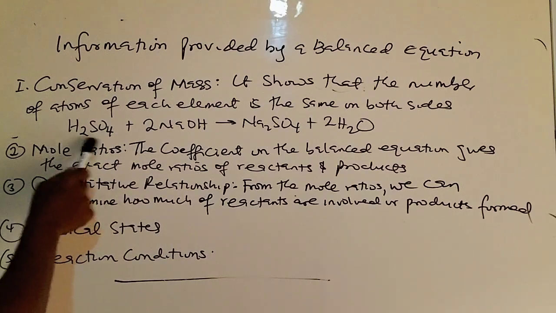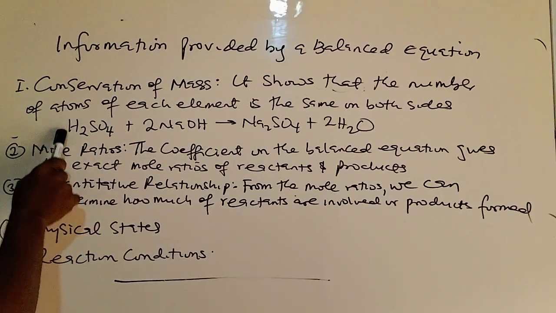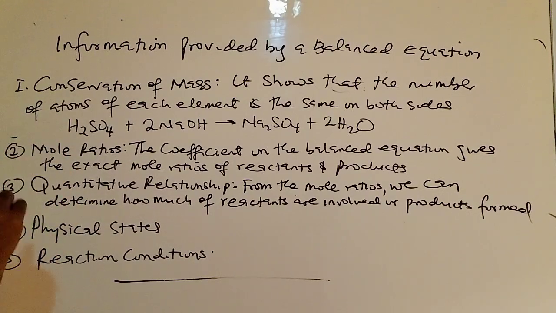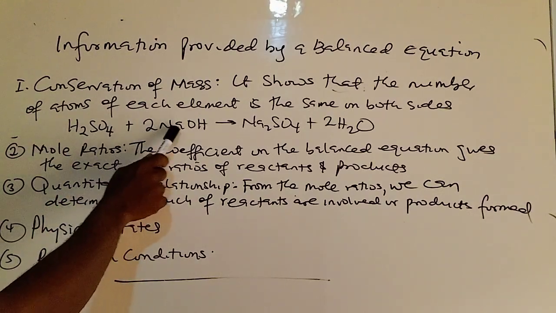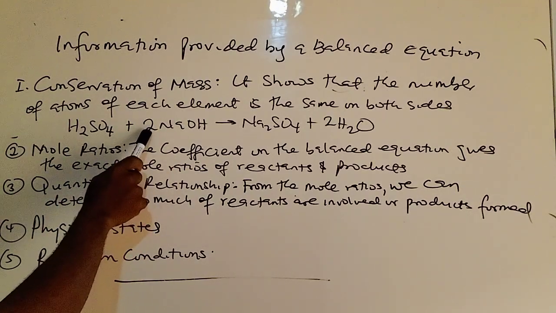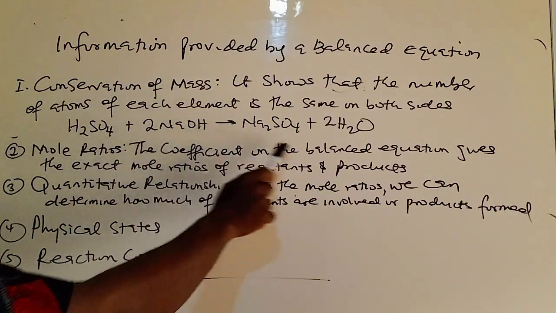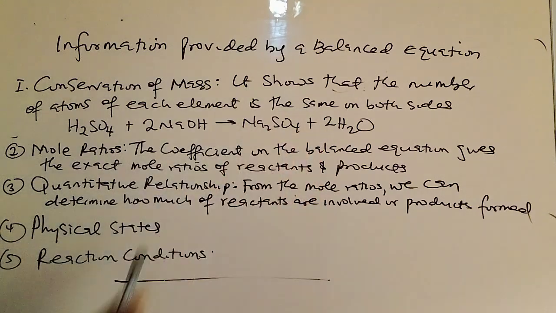Like this acid, it appears you're seeing nothing in front, but there's something in front. That thing in front is 1. Without anything in front means 1. Why this one? This base, the number in front, in the equation, is 2. For this salt, in the equation, it is 1. While water, in the equation, is 2. So I can interpret this equation.